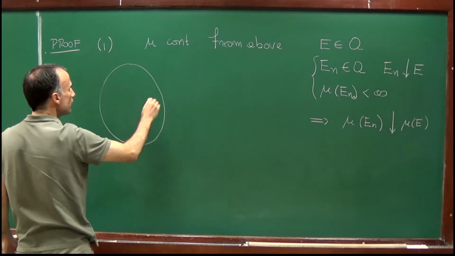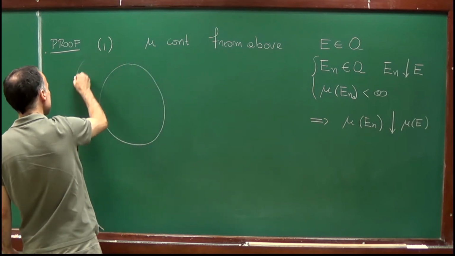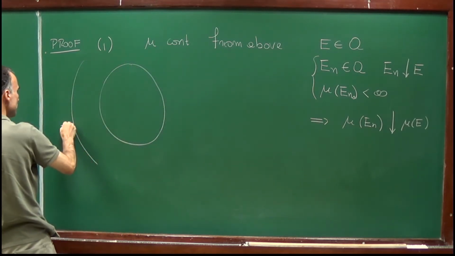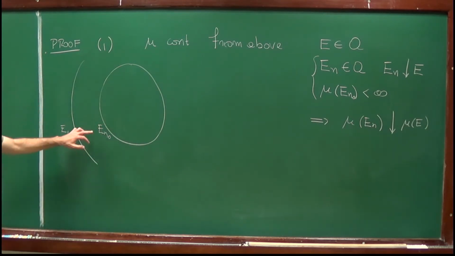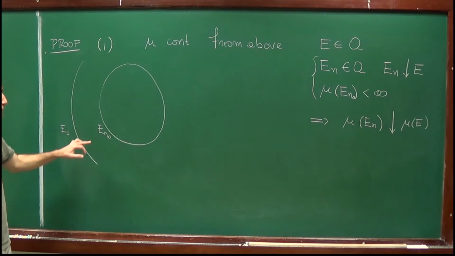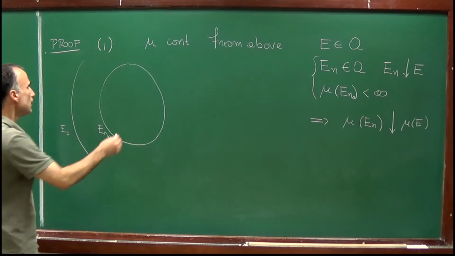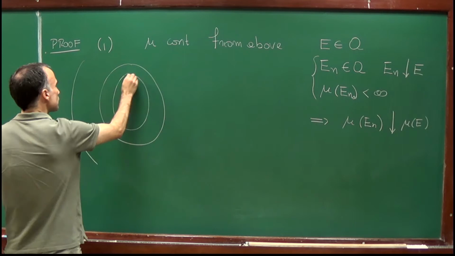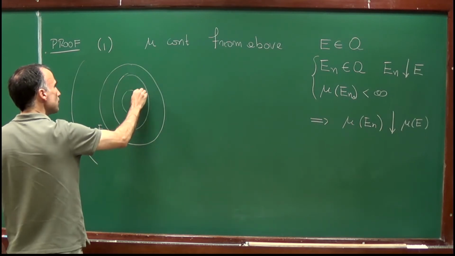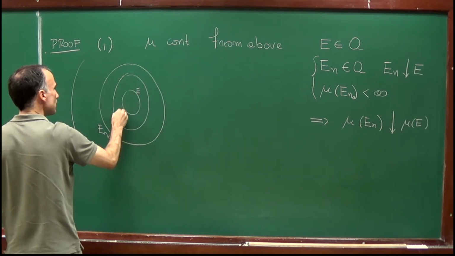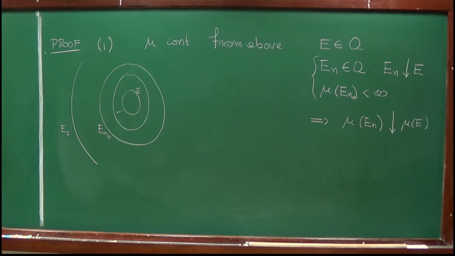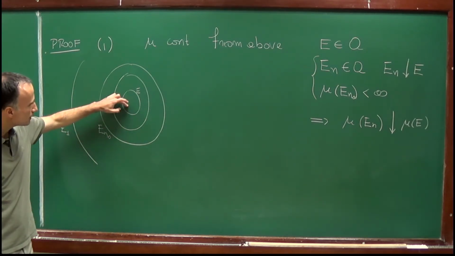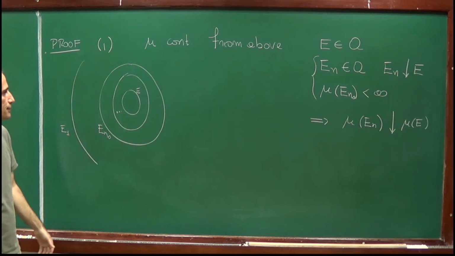And what's the idea? Well, we have here our sequence of sets. So let's say that we started from E1. Then at some point we reached En0, and this set En0, which is represented here, has finite measure. And then the sequence continues up to the set E. So the sequence decreases to the set E. So the idea is to transform this decreasing sequence into an increasing sequence.